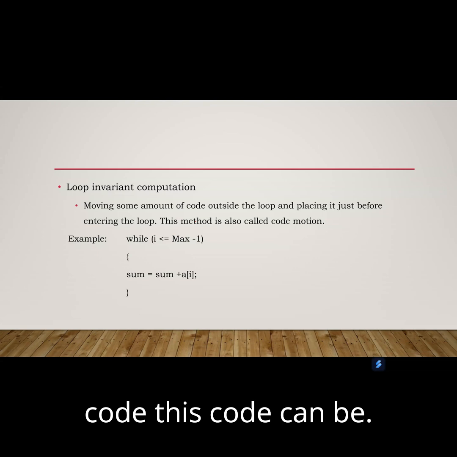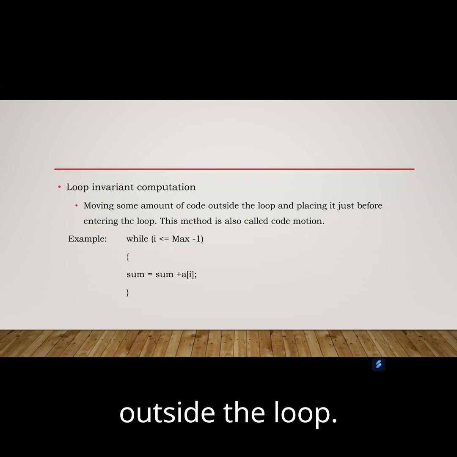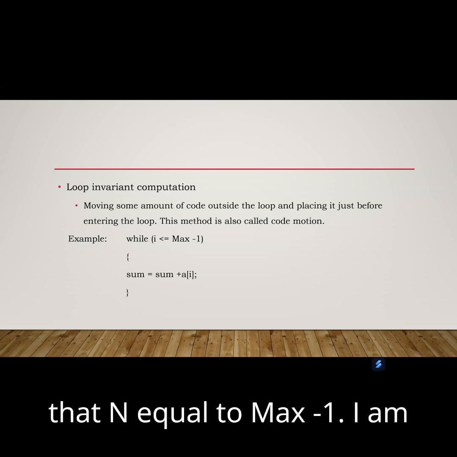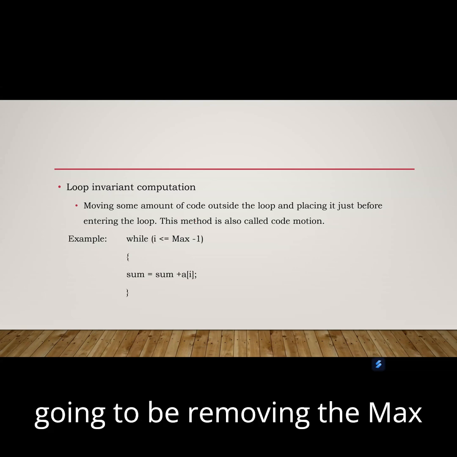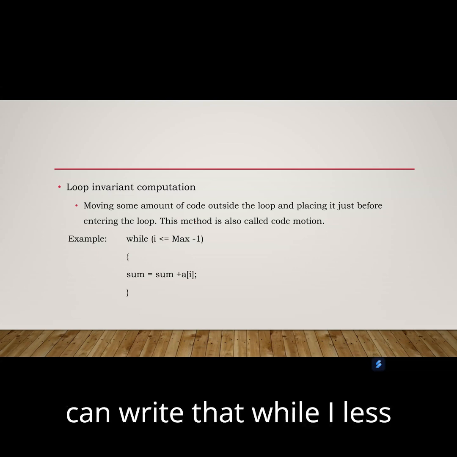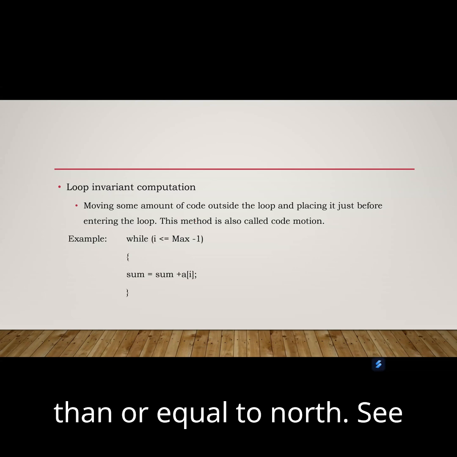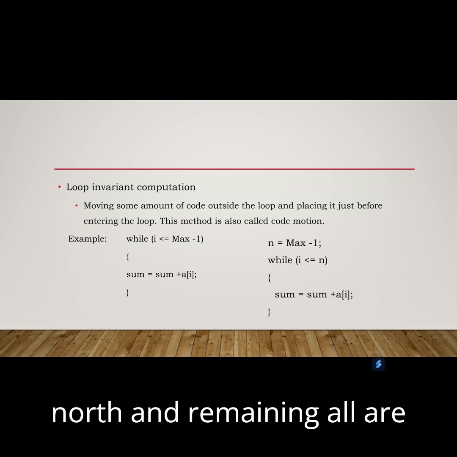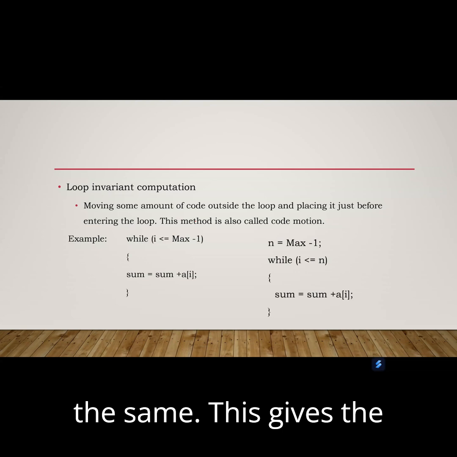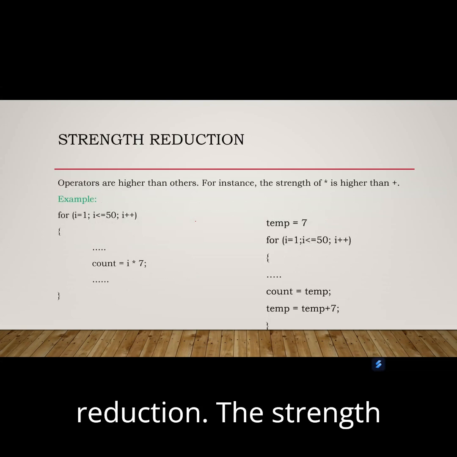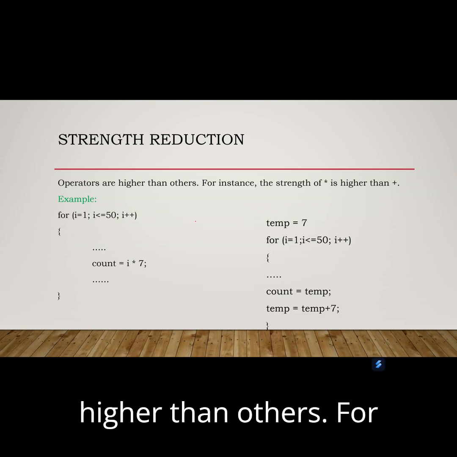This code can be optimized by removing the computation of max minus 1 outside the loop. The optimized code can be written as: n equal to max minus 1. I am moving it outside and writing n equal to max minus 1. Now I can simply write while I less than or equal to n, and the remaining code is all the same. This gives the loop invariant computation. Next we have the strength reduction. The strength of certain operations is higher than others.